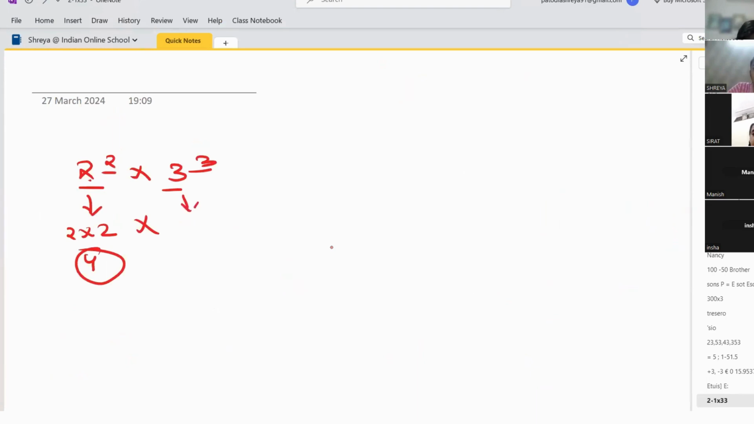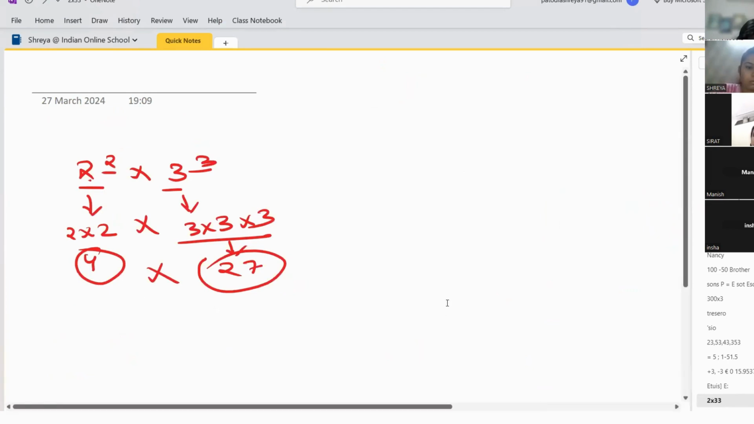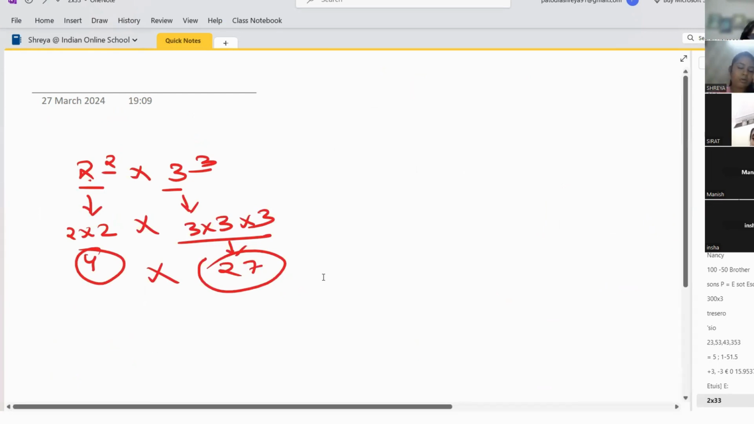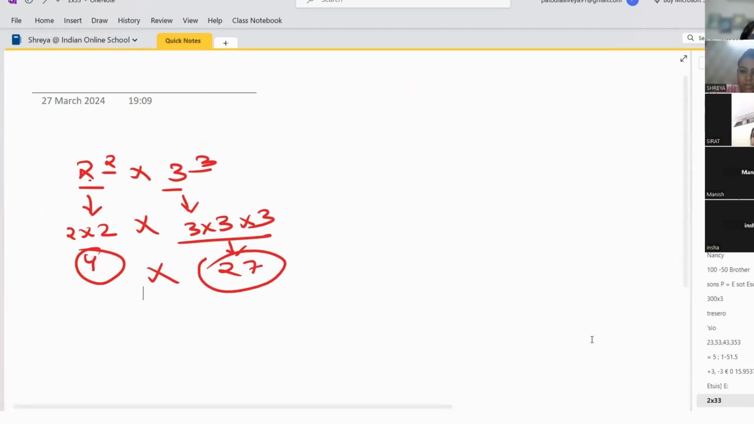3 raised to 3 means 3 into 3 into 3. That makes it 27, right? 3 3s are 9, 3 9s are 27. Now you multiply 4 and 27. When you have nothing in common, you proceed individually and finally you perform the mathematical operation that is originally in the question.